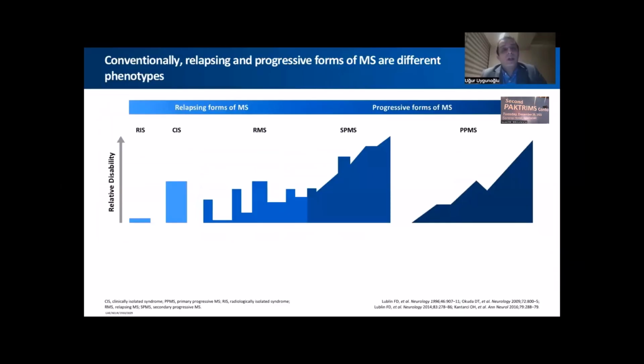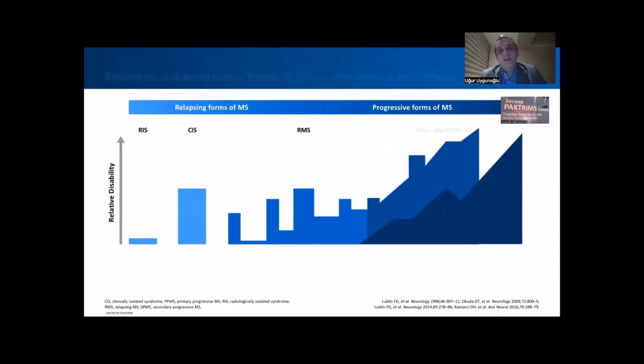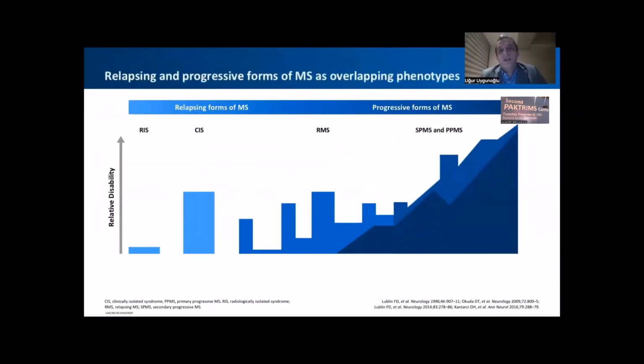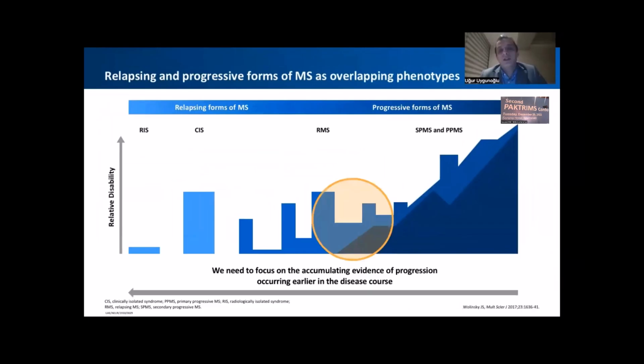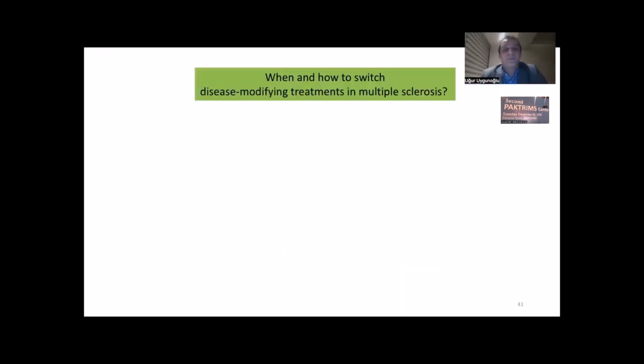So conventionally, relapsing and progressive forms of MS were accepted as different phenotypes, but currently we know that relapsing and progressive forms of MS are overlapping phenotypes. So we should start the treatment as soon as possible in patients who have unfavorable clinical factors and MRIs showing poor prognostic factors.